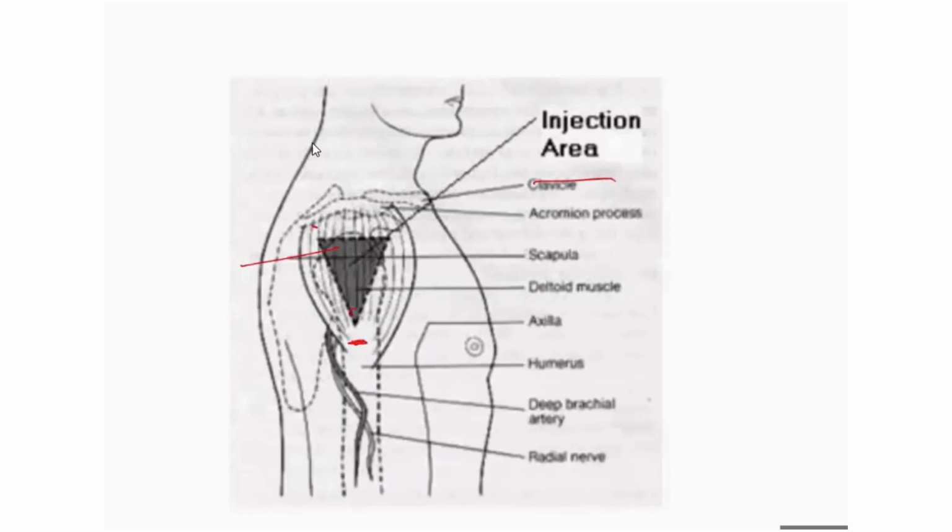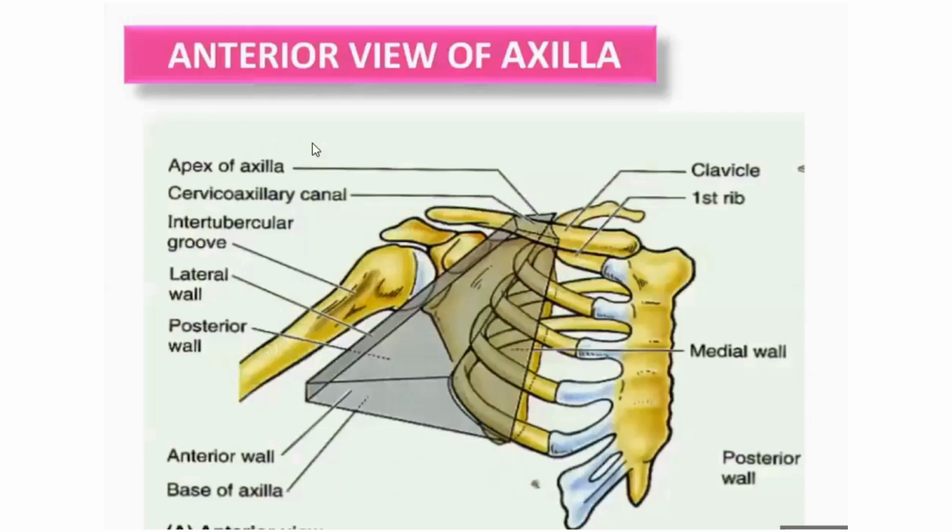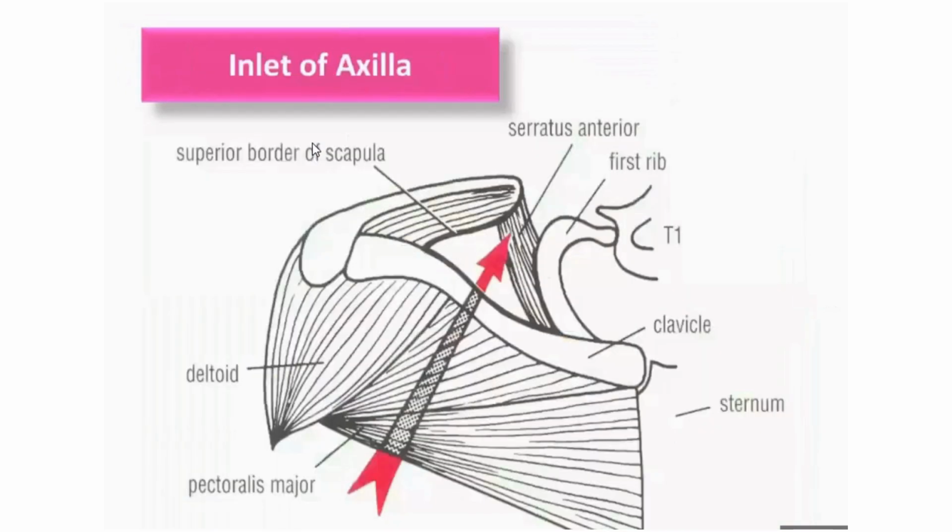What is axilla? Axilla is the armpit. Can you see this? A truncated pyramid-like area. This is the anterior wall, this is the posterior wall, this is the floor. The contents are inside. The apex is pointed towards the clavicle. Apex, base, anterior wall, posterior wall. You understand, right? Now the inlet. The inlet is the apex. Whatever from the neck comes to the axilla should come through the upper inlet.